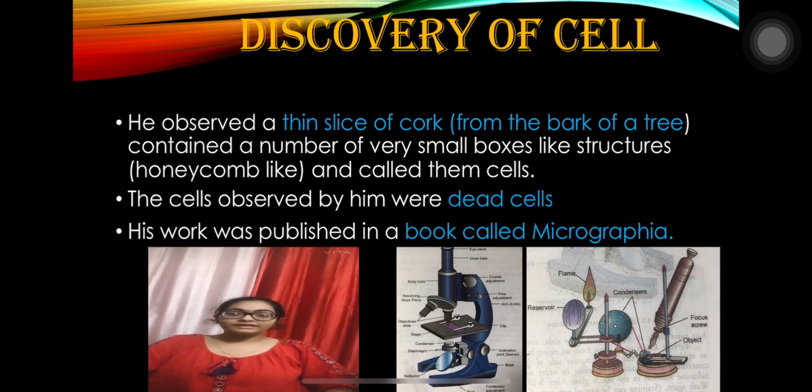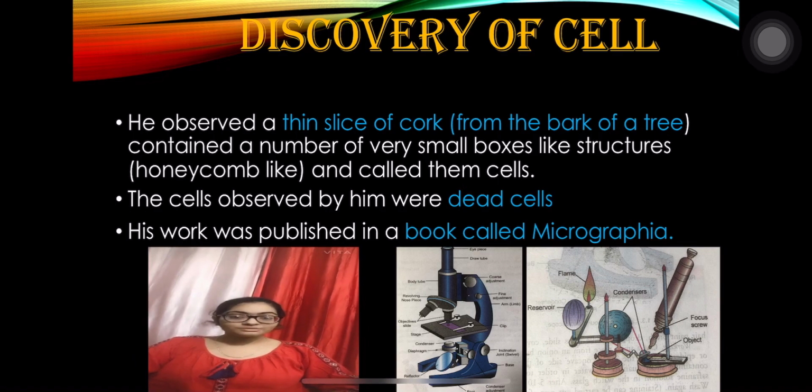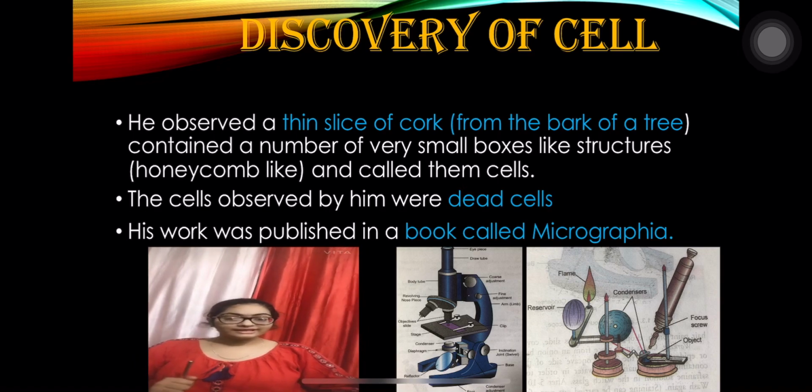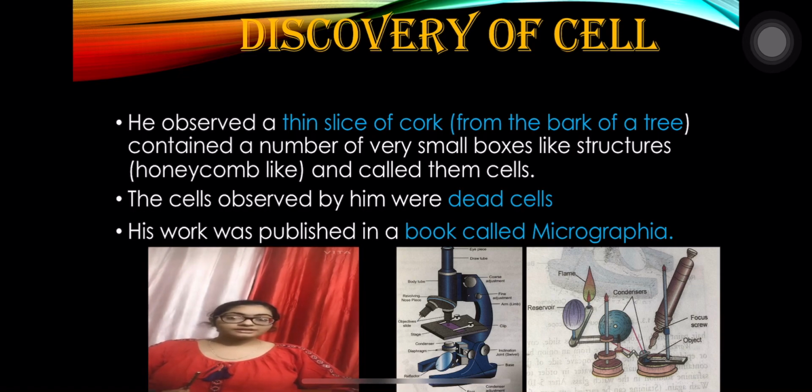One more thing to note about the cells which Robert Hooke discovered is that they were dead cells. Now mark my words. Repeat after me. They were dead cells, not the living cells. He did not observe the living cells.